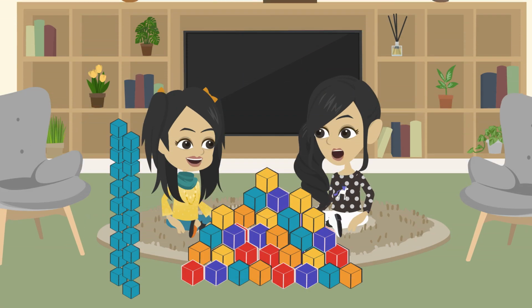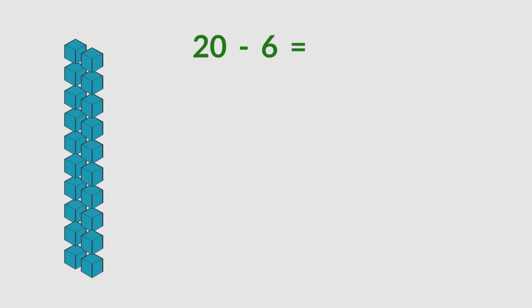Now let's make it even more fun. We have 20 blocks, and we want to subtract 6 blocks. This time, we'll need to think a little more creatively. How do we use addition for 20 minus 6? Here's the trick. We start with 6, and we need to figure out, what number plus 6 equals 20?